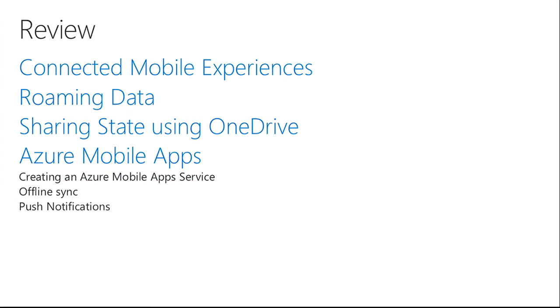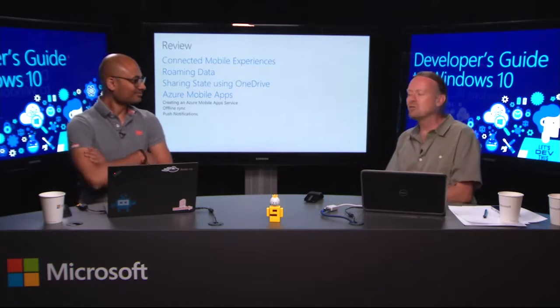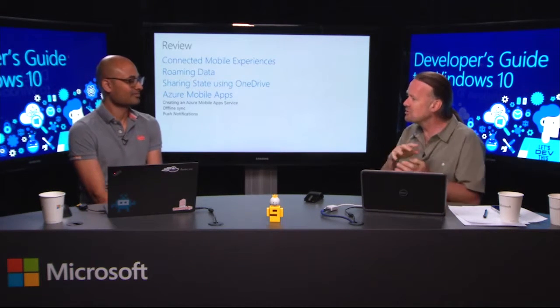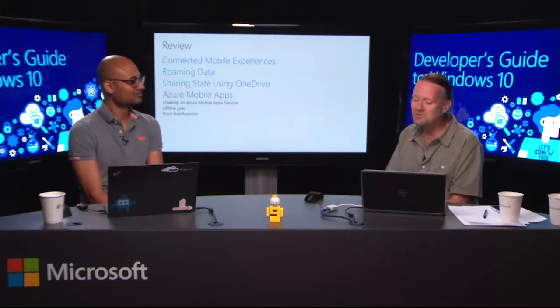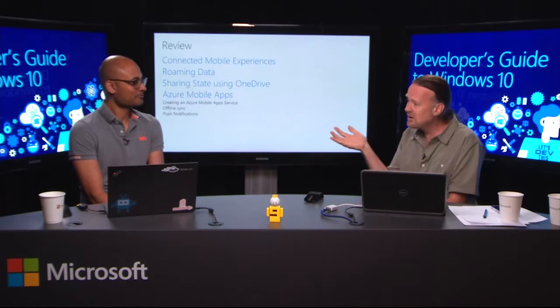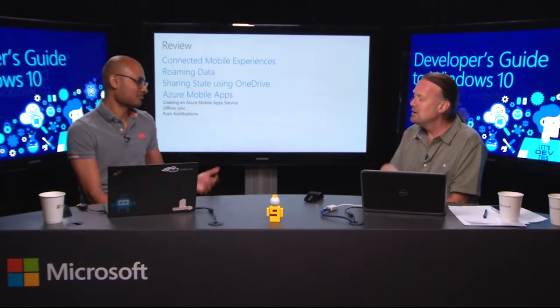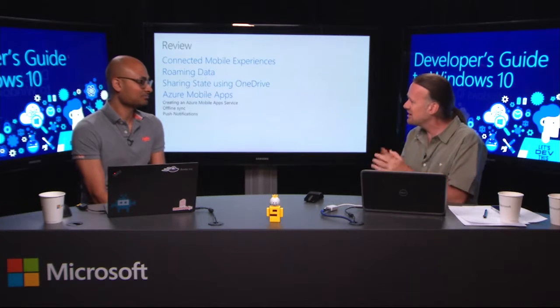So there we go. That was a run through some of the ways you can cloud enable your app, and it's crucially important for getting this connected experience across the user's devices, making sure that they have this connected mobile experience, which is a really good thing. We've looked at roaming data, good for the settings, very lightweight. OneDrive, where you're using the user's cloud storage to store files, so you need to get their buy-in for that.